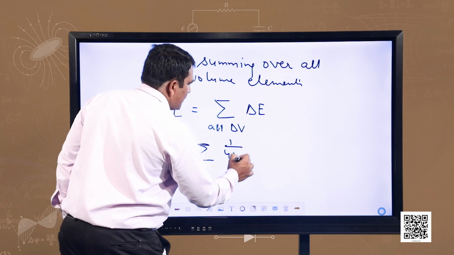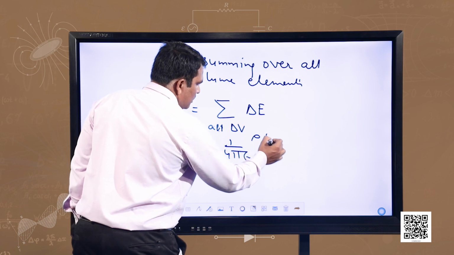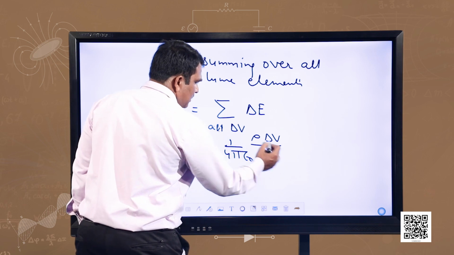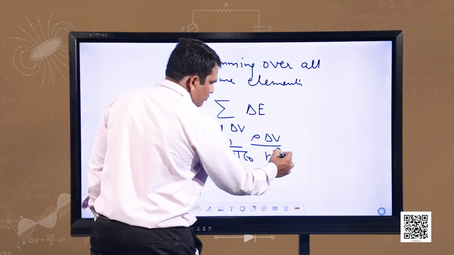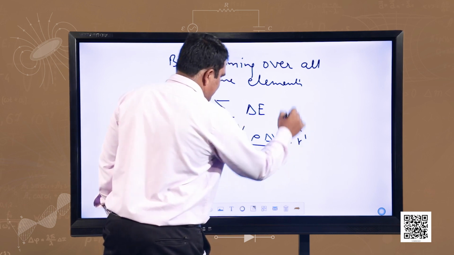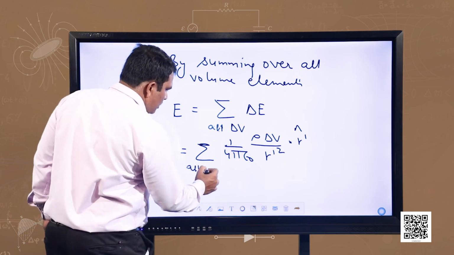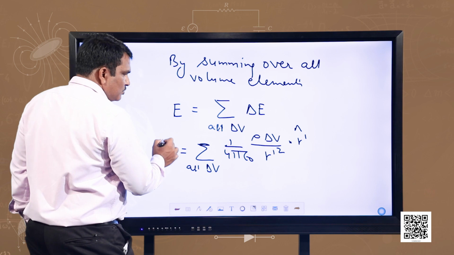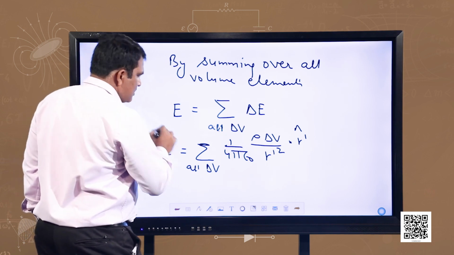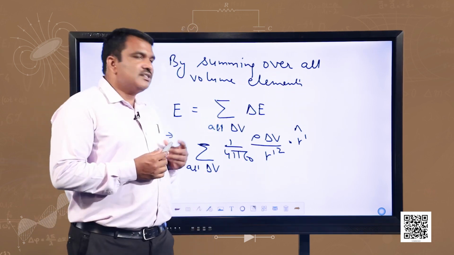of 1 by 4 pi epsilon naught rho delta V upon r dash square, r dash cap, over all delta V. So, this is the net electric field at any point due to a volume charge distribution.